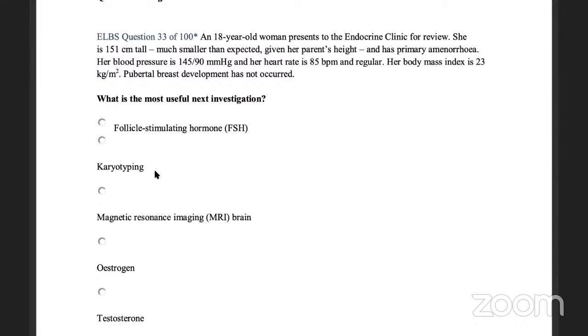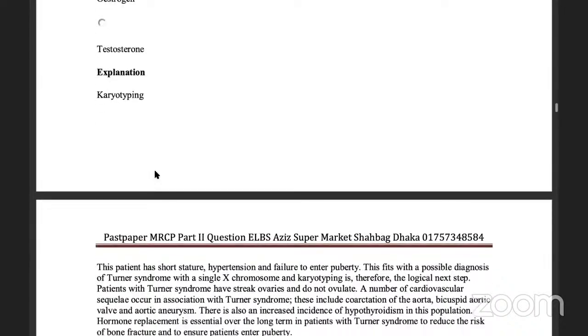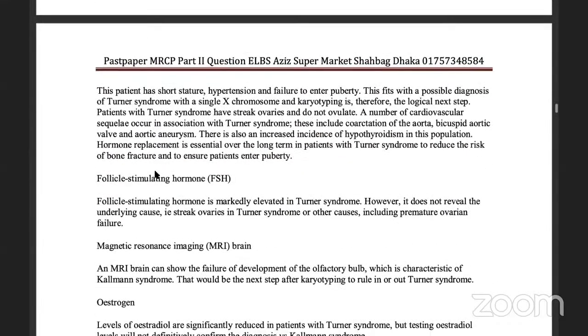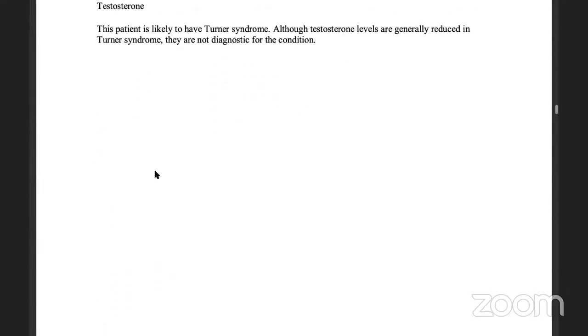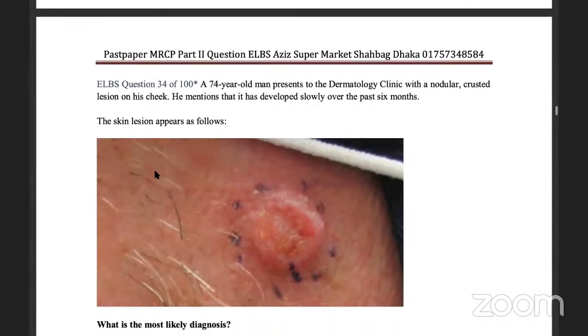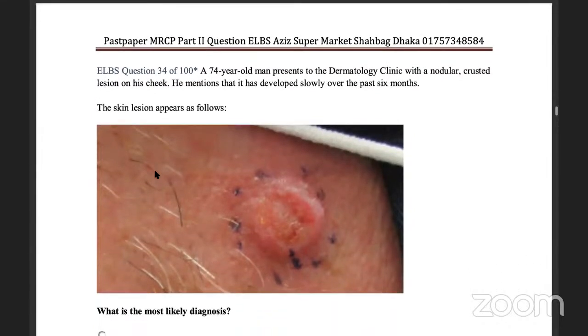Karyotyping, androgen sensitivity. This patient has short stature, hypertension, and failure to enter puberty. This fits with the possible diagnosis of Turner syndrome with a single X chromosome karyotype. Okay, like that. Turner is short, no? Short, webbed neck. I thought this patient was tall, but this patient is smaller than her parents. Oh, this patient is short. I didn't know. Patient is small.